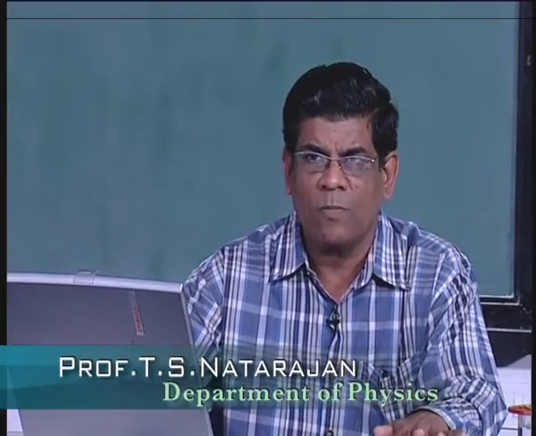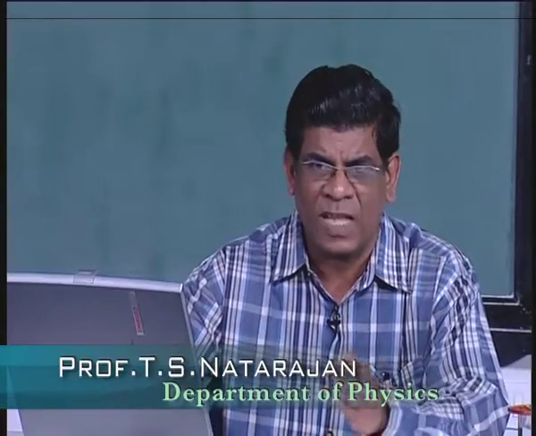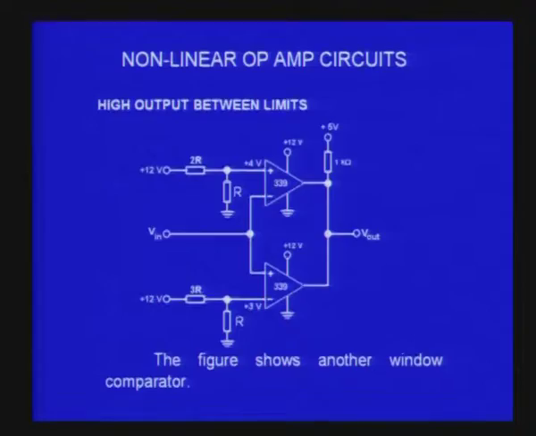It would sometimes be more useful if the output of the comparator is 0 all the time, and only when the voltage is within the window, plus and minus the LTP and the UTP, you get a high voltage at the output. For all other voltages outside the window, I get 0 volts. That will be a better scheme. So, how do I make that?